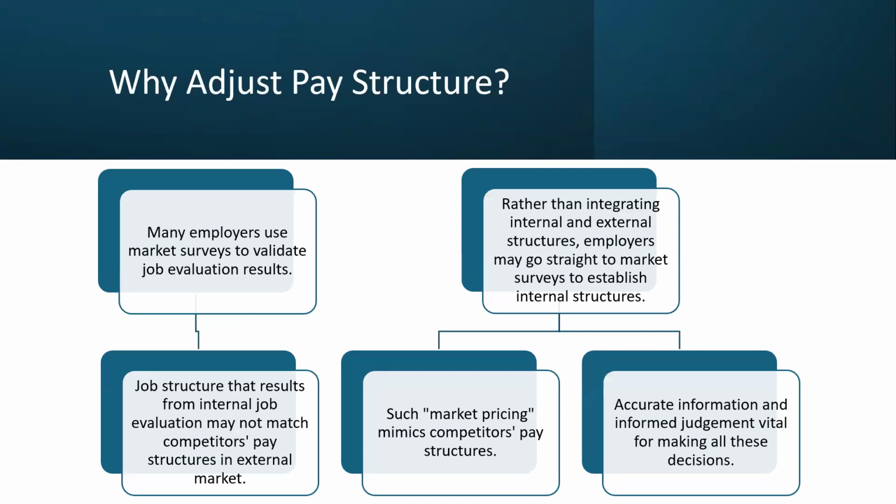And this is a little bit alluded to in the last slide. Many employers use market surveys to validate their job evaluation results. So for example, that job A is worth more than job B. Sometimes what happens though is the job structure that results from your internal job evaluation, the very careful process that you went through to create this internal structure, doesn't quite match what competitors are doing. So maybe you pay job A more than job B, but your competitors are actually paying job B more than job A for some reason.